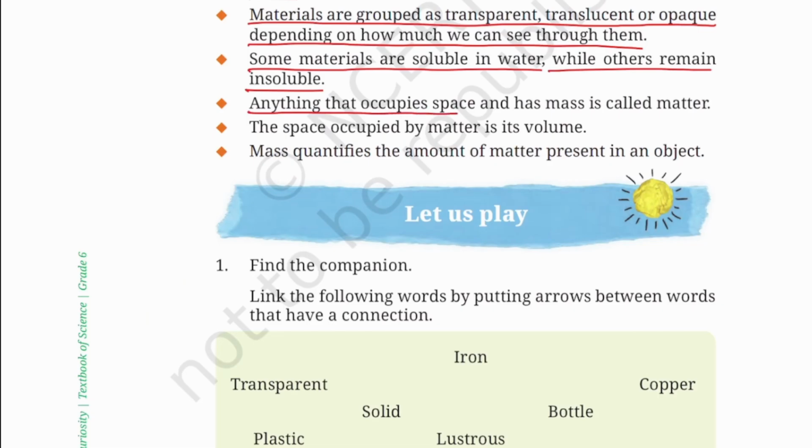Anything that occupies space and has mass is called matter. The space occupied by matter is its volume. Mass quantifies the amount of matter present in an object.